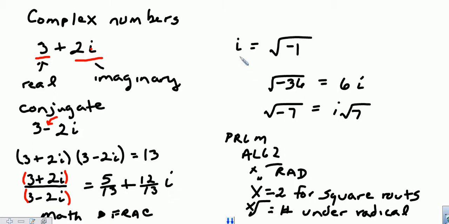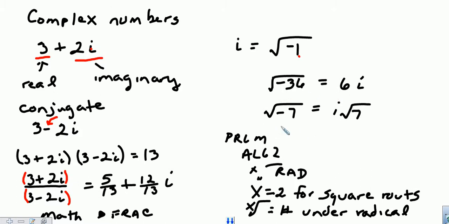Now, remember what i is. i is the square root of negative 1. So the square root of negative 36 is 6i. The square root of 36 is 6. And then the square root of a negative is i. You can build a factor tree for this and figure that out, or you can just type it in your calculator. It will tell you square root of negative 36 is 6i.